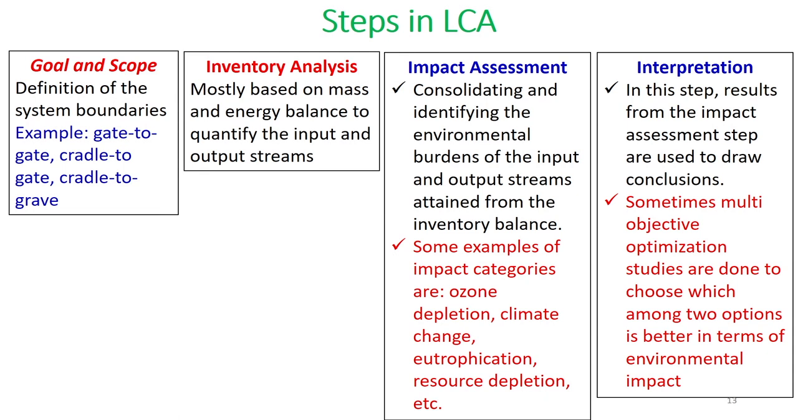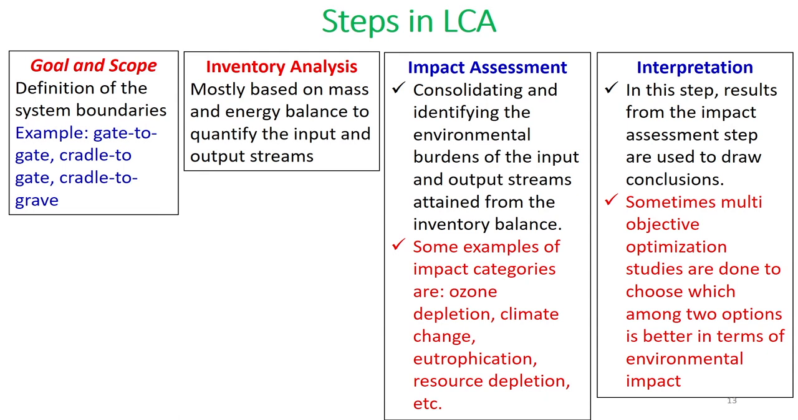Goal and scope defines the system boundaries. For example, our analysis might be from gate to gate, or cradle to gate, or cradle to grave, okay? Or sometimes you can say well to wheel, okay? Then we have to go for inventory analysis, mostly based on the mass and energy balance to quantify the input and output streams.